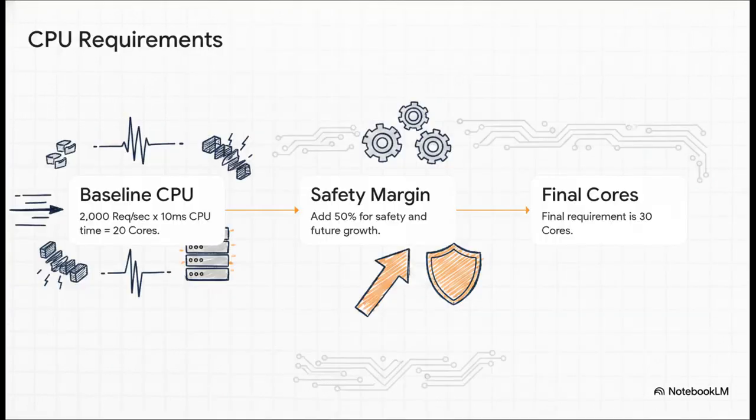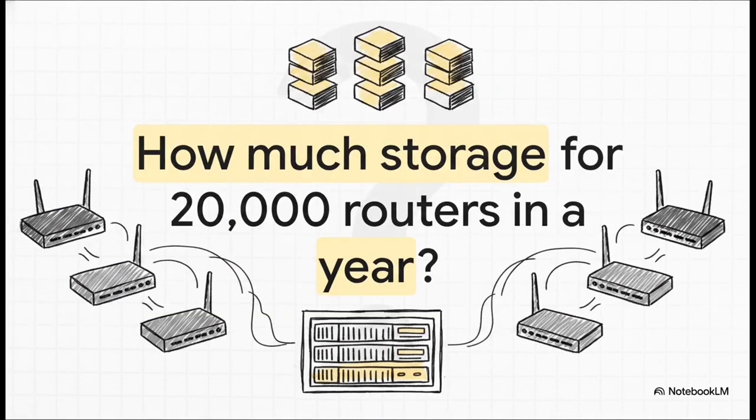So the crucial point here is applying simple, undeniable math to those business metrics. If we take our 2,000 requests per second, and let's say we know each request takes roughly 10 milliseconds of CPU time, boom, that immediately gives us a raw baseline of 20 CPU cores. But remember that enterprise mindset we talked about? We don't just stop there. We bake in a 50% buffer for safety and future growth, giving us a really solid, reliable requirement of 30 cores. Let's pivot and think about storage for a second.